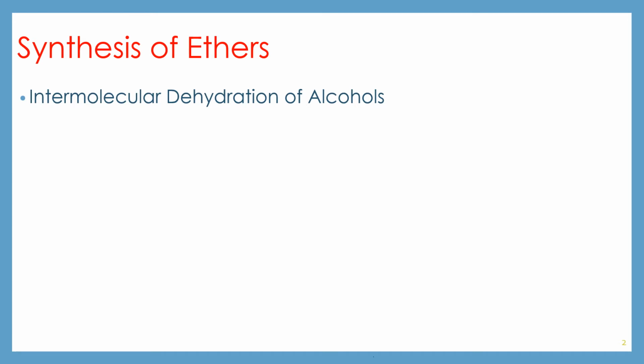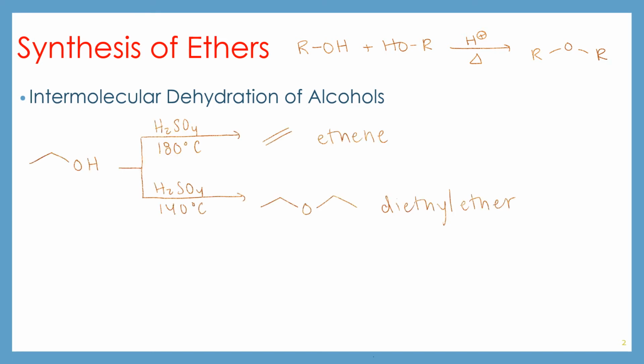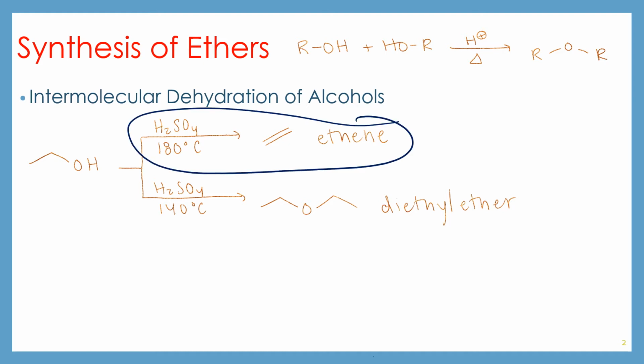The first one is intermolecular dehydration of alcohols, which sounds a lot more complicated than it actually is. This is really just taking two alcohols and mixing them together in acid and heating it up. And so you're essentially doing an SN1, SN2 style reaction here. So one possibility here is that you just end up dehydrating, and you end up with an alkene.